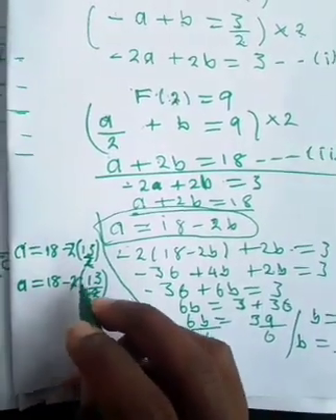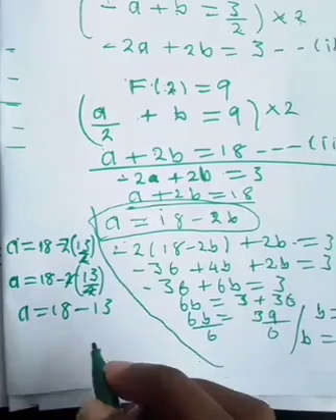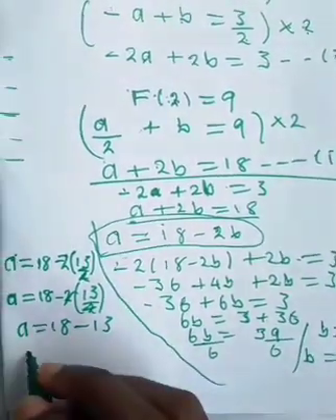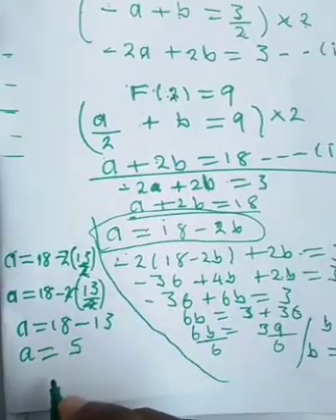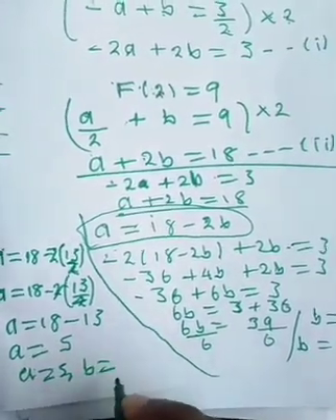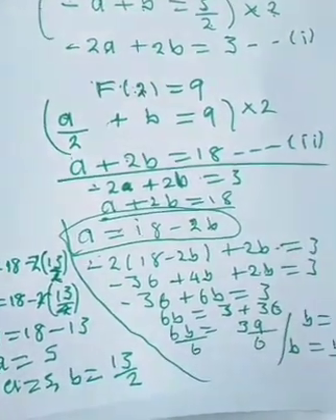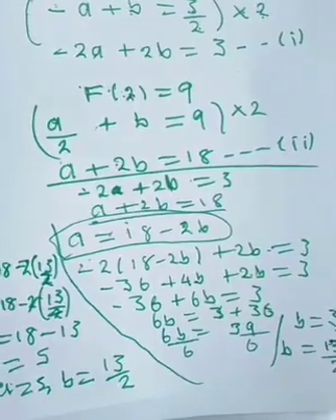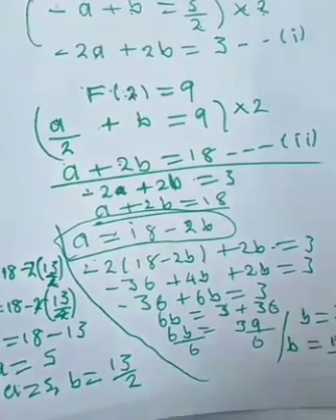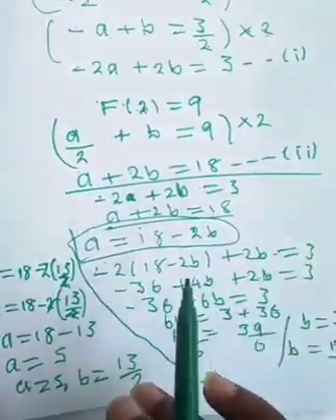a is equal to 18 minus 2 times 13 over 2. So 2 and 2 will cancel, right? And I'll have a is equal to 18 minus 13. Right? And a is going to be 5. So the values are these. So a is equal to 5 and b is 13 over 2. So we have found the values. And if you are doubting, you can prove this equation. This is provable. The answers are correct.